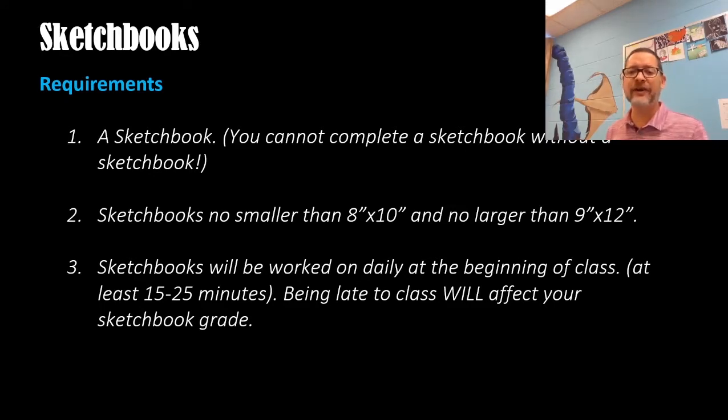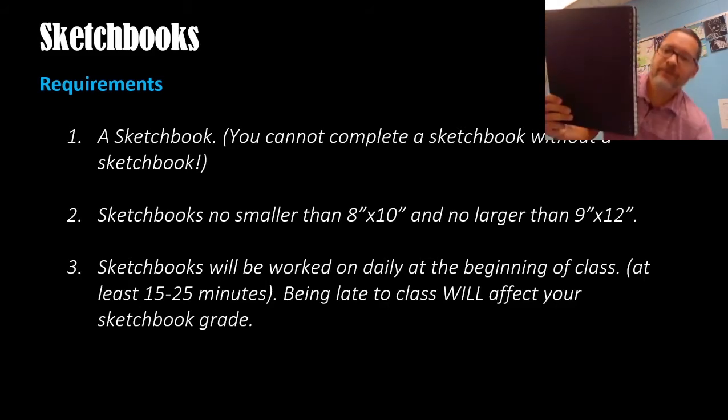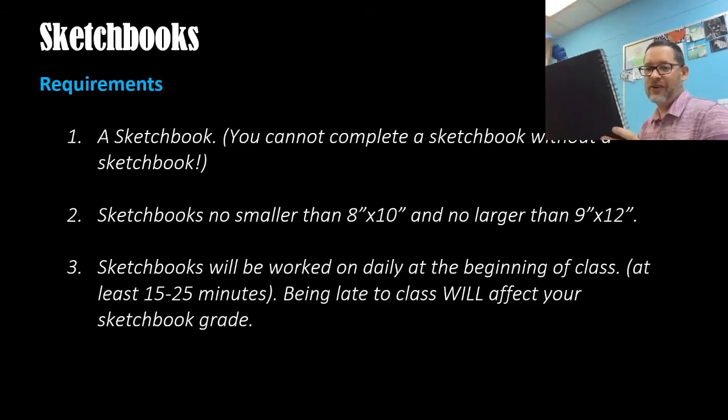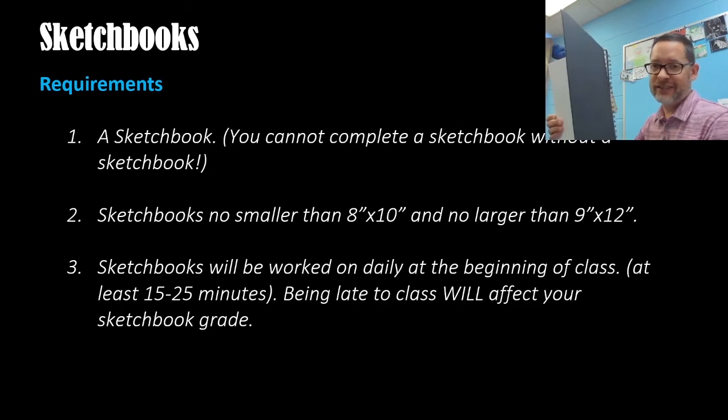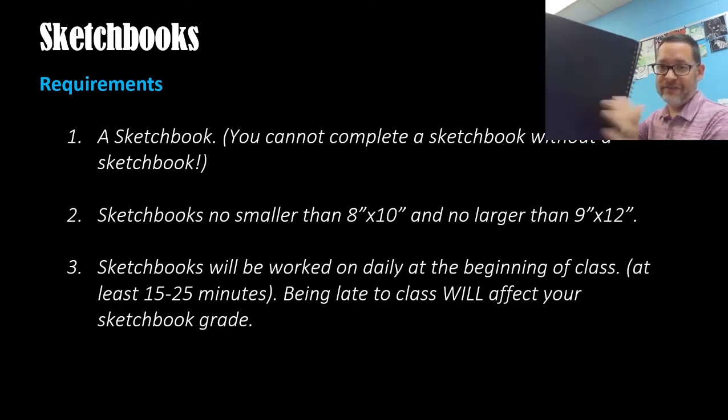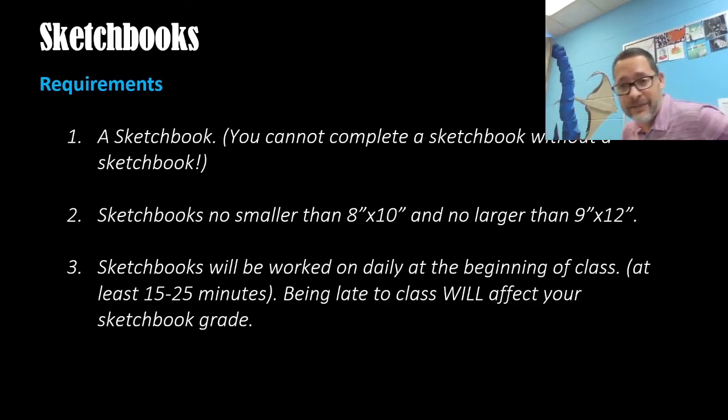I would highly recommend getting one that is spiral bound with hard covers. In fact, I'm going to show you mine. So this is what I mean. It's got a spiral binding. It's got hard, thick covers on it that aren't flimsy, and they're not really that expensive. $6 or $7 at Walmart, you can get one like that. So it's a good investment. So get a good one.